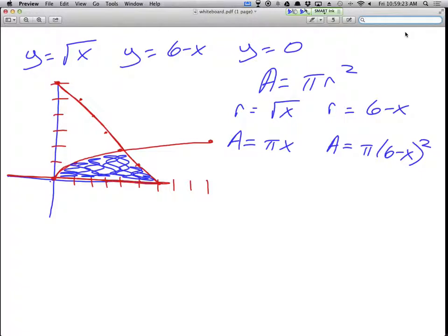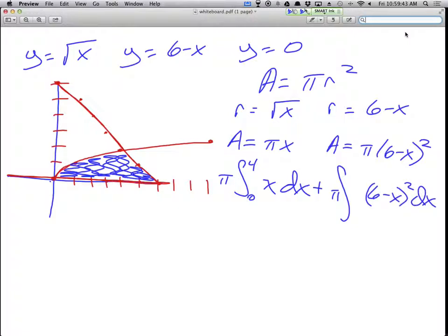So we integrate the first one, put the pi outside, put the x inside. Where does that one need to be integrated from? 0 to 4, because that's where it's on top. The second one needs to be integrated from 4 to 6, because that's where that one's on top.